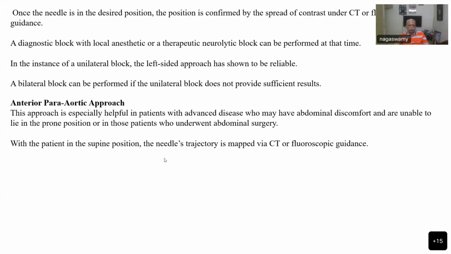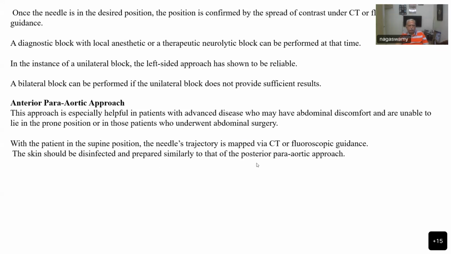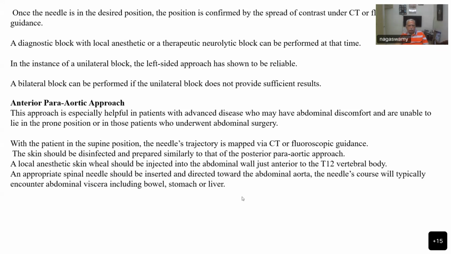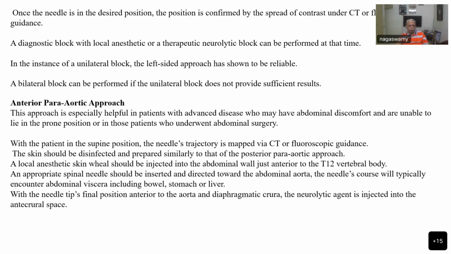With the patient in the supine position, the needle's trajectory is mapped with CT or fluoroscopic guidance. The skin is disinfected and prepared similarly. A local anesthetic wheal is injected in the abdominal wall just anterior to the T12 vertebral body. An appropriate spinal needle is inserted and directed towards the abdominal aorta. The needle's course will typically encounter abdominal viscera, including bowel, stomach, or liver, so it depends on the route that you take.